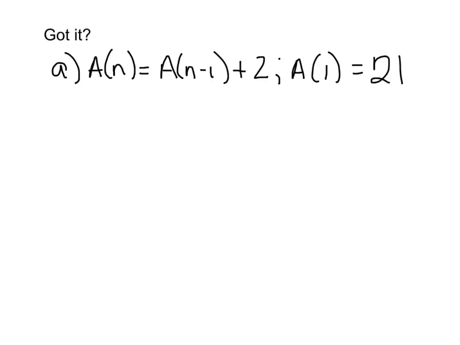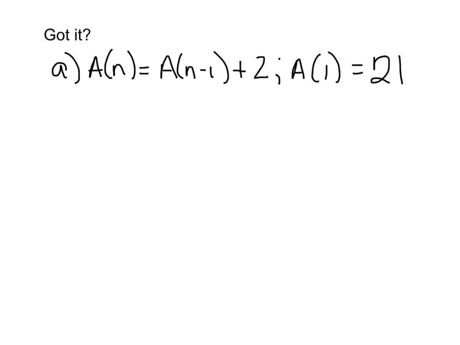So let's do the next example. On the got it problem on A, under problem 5 on page 152. So here's problem A. Now notice that we are given the common difference here, which is plus 2. So you take the previous term and add 2, and then it tells us the first term.